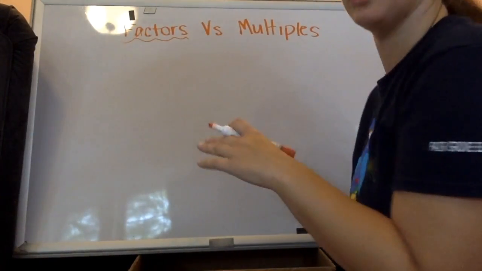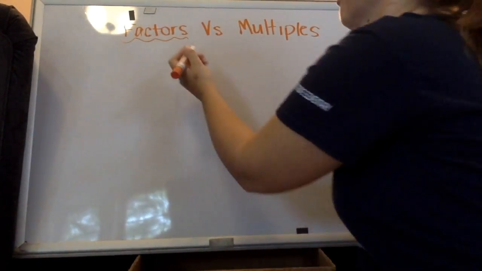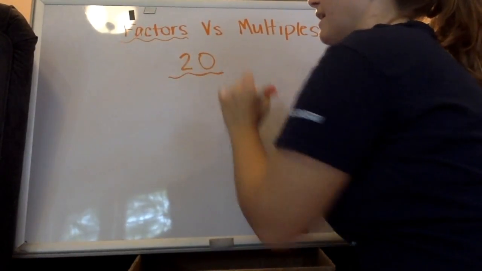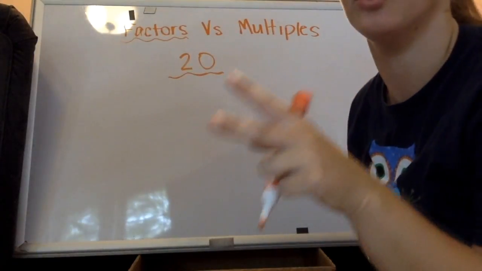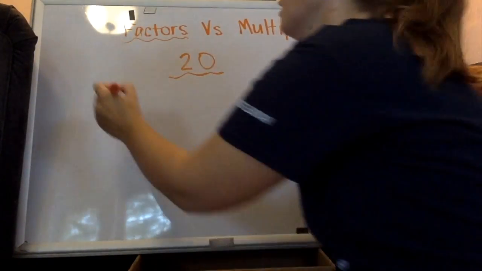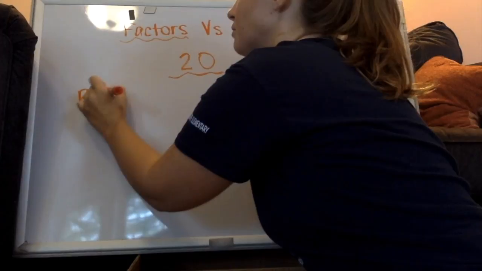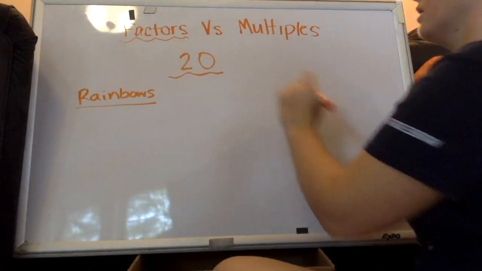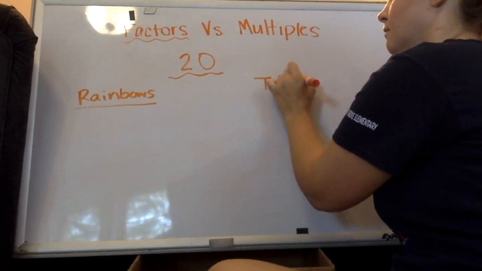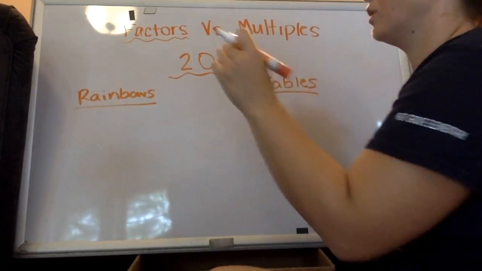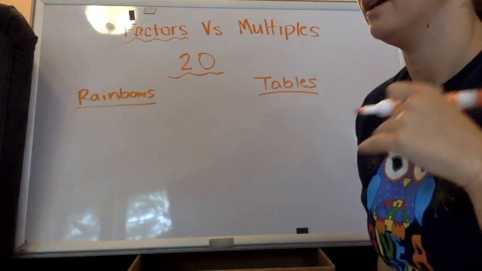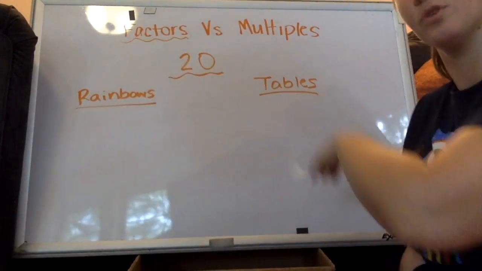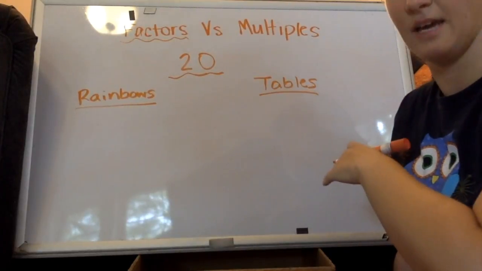Right. Now we're going to go back and review how to find the factors for a specific number, right? So if I wanted to look at the number, let's just use 20, right? I'm looking at the number 20, and we talked about two ways that we can find factors, right? We talked about how we could use rainbows, and we talked about how we could use tables. And I told you that you can use whichever one of those makes more sense to you. If you like the rainbows better, use the rainbows. If you like the tables better, use the tables, right?